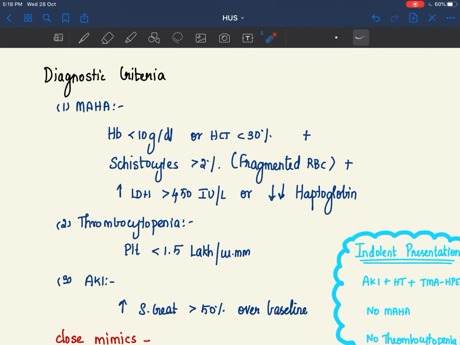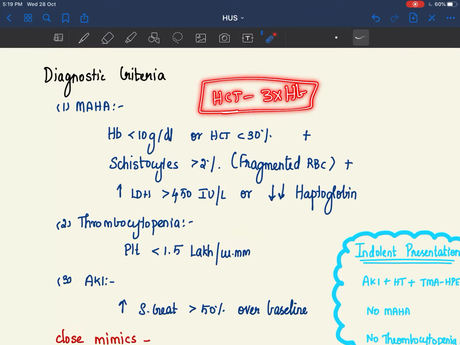So what was the first criterion? It was microangiopathic hemolytic anemia. So there is anemia, correct? So hemoglobin less than 10 gram per deciliter or hematocrit less than 30%. See, if you cannot remember one or the other, it does not matter. Hematocrit will always be 3 times that of hemoglobin in normal concentration conditions.